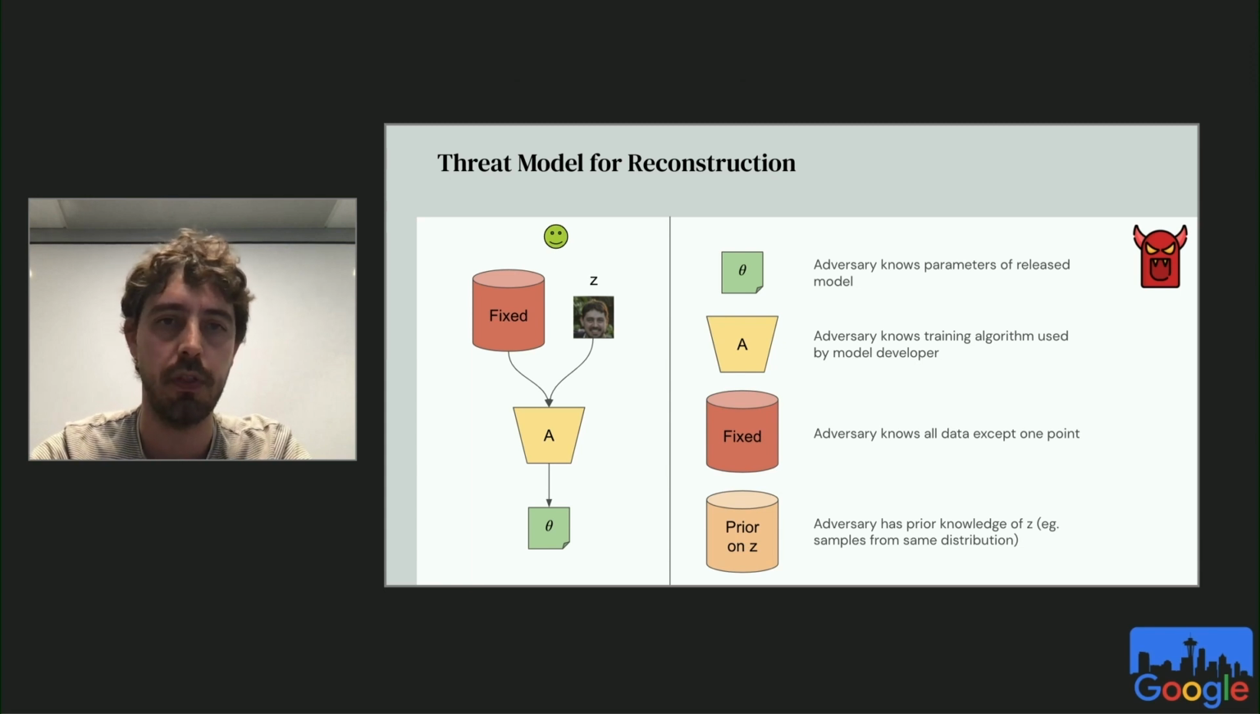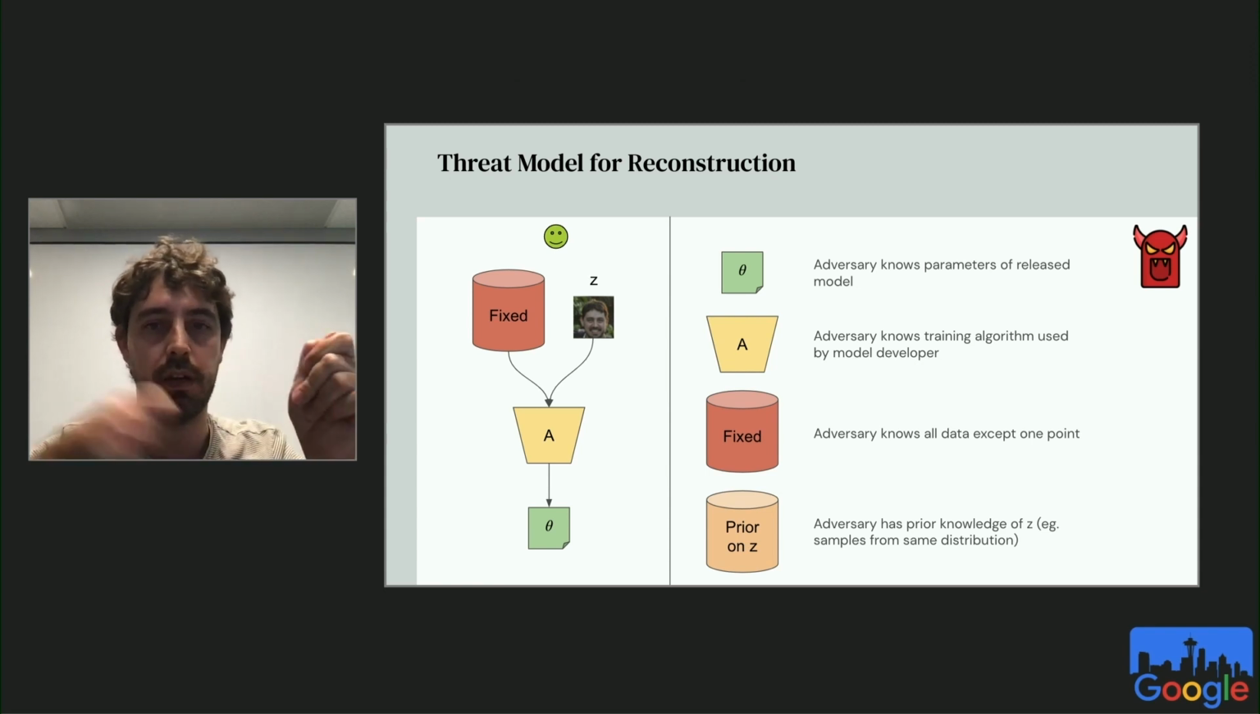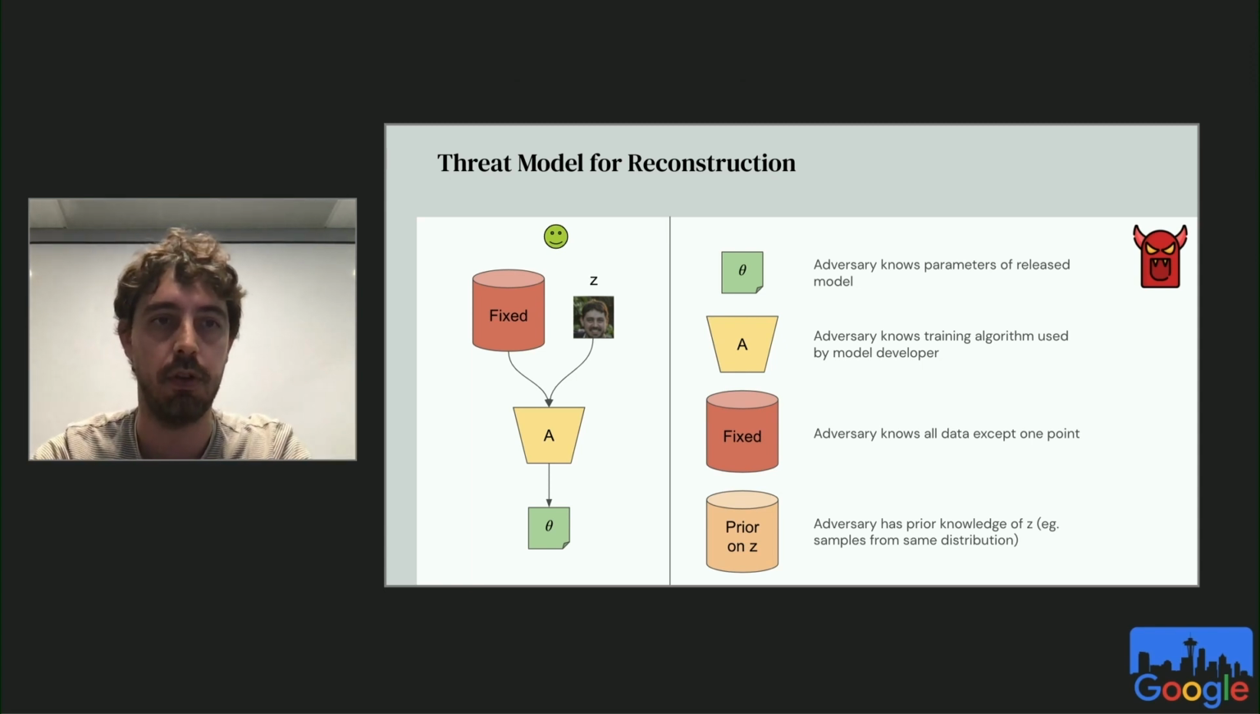Then we assume that this model is given to the adversary, who on top of this model also has knowledge of the training algorithm A, and knowledge of the fixed part of the data set, so they know all the data set except one point. For the missing point, they might have some kind of prior that can be samples or can have some explicit probability distribution like a generative model. And if you know a little bit about differential privacy, you'll realize that if I take a prior that is concentrated on Z and an alternative point, this is exactly the same threat model that occurs in the differential privacy definition.